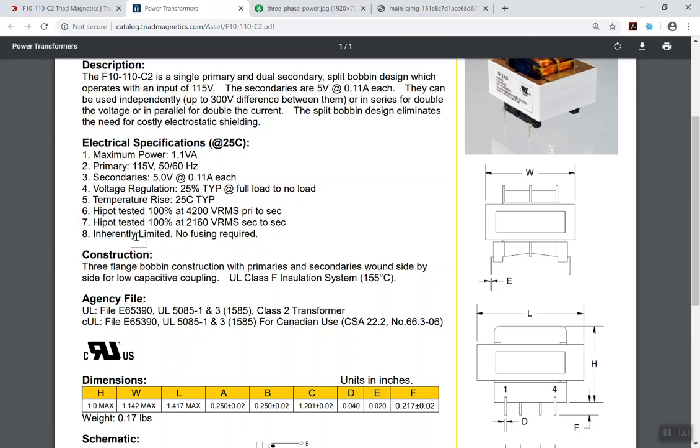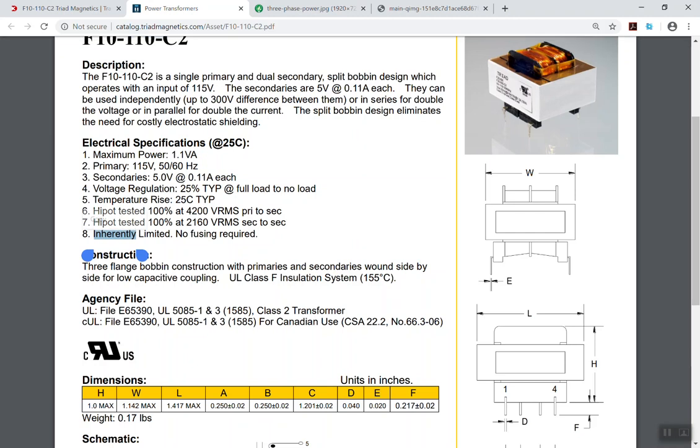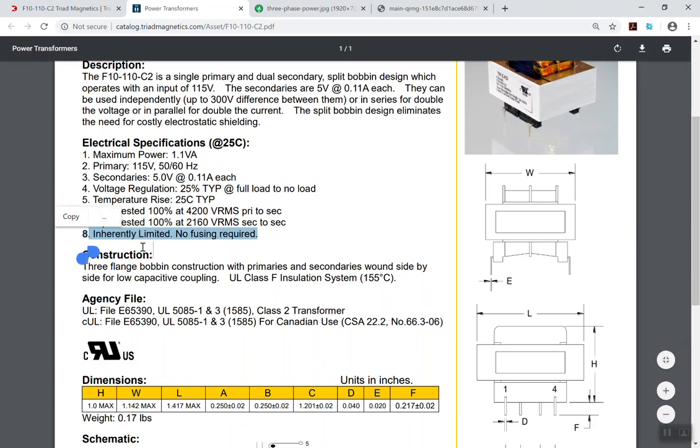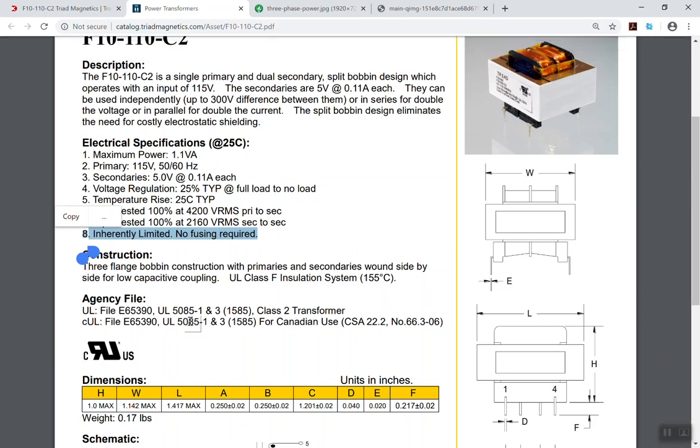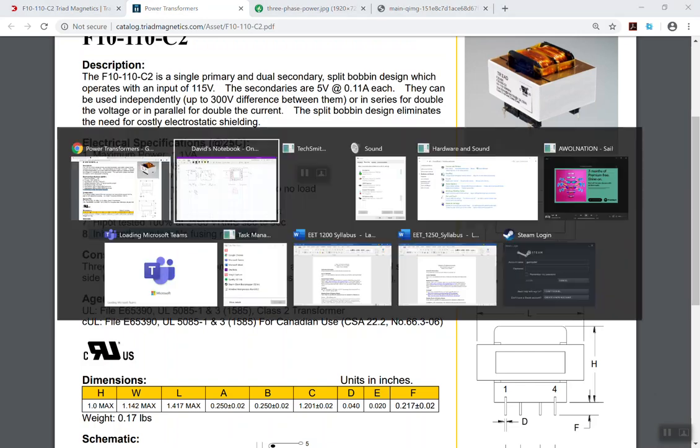So some transformers are not inherently limited, and so you actually have to put a fuse on them. Otherwise you can cause very dangerous situations. When I say dangerous situations, I mean you can literally have the thing overheat, cause fires, and all sorts of stuff. But this is typically how we get them: it's not that we're given a turn ratio, we're just given the spec, 115 volt down to 5 volt. Okay, so we've got that.